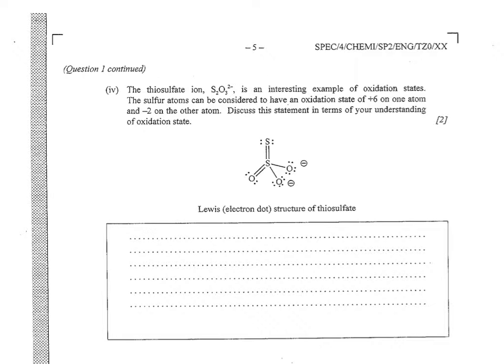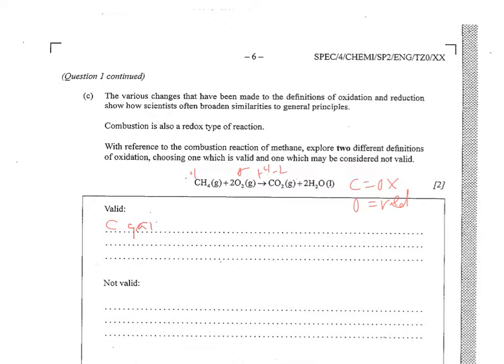Part 4, the thiosulfate ion, S2O3 2-, is an interesting example of oxidation states. Sulfur atoms can be considered to have an oxidation state of +6 on one atom and -2 on the other atom. Discuss this statement in terms of your understanding of oxidation state. So the +6, I'm going to assume, arises from this middle sulfur, and it's because this sulfur, I could say one sulfur, do it a little better than that so you can tell what I'm talking about.